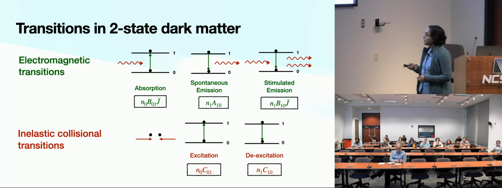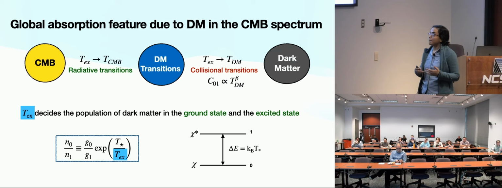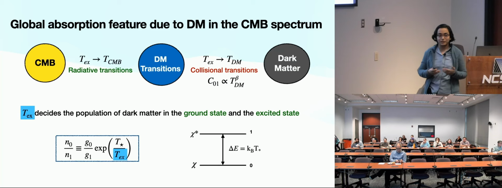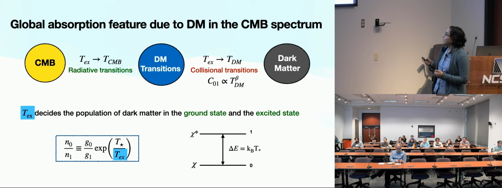The effect of this physics can imprint a spectral feature in the CMB, and that is what I'll try to explain now. We have dark matter transitions, two-state transitions between chi and chi star, the ground state and the excited state. As I discussed, there are two processes. One is just absorption or emission of a photon.